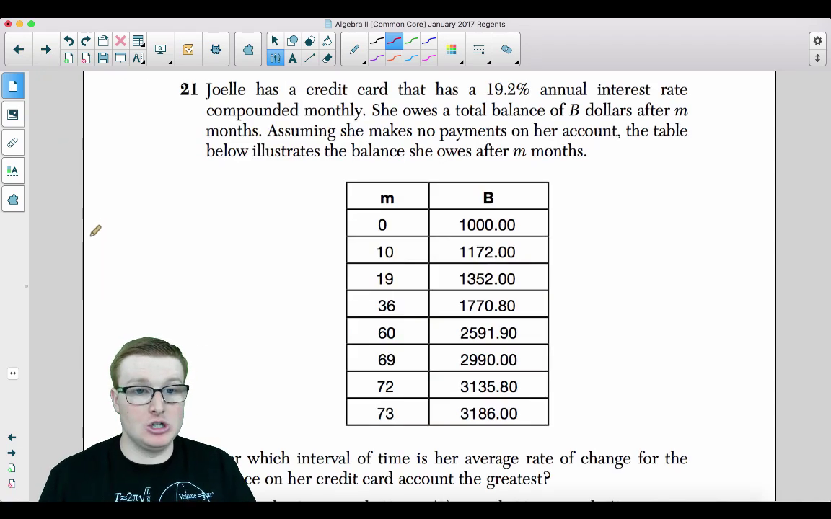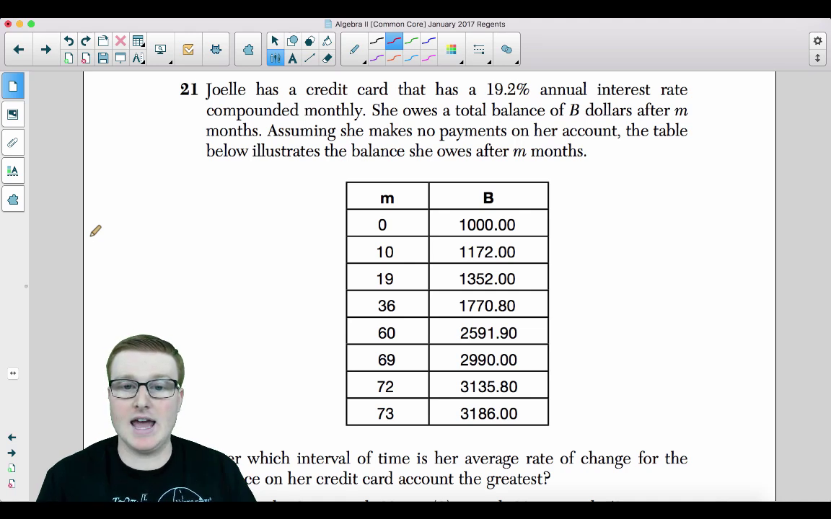Number 21. Jolie has a credit card that has a 19.2% annual interest rate, compounded monthly. She owes a total balance of $B after M months. Assuming she makes no payments on her account, the table below illustrates the balance she owes after M months.